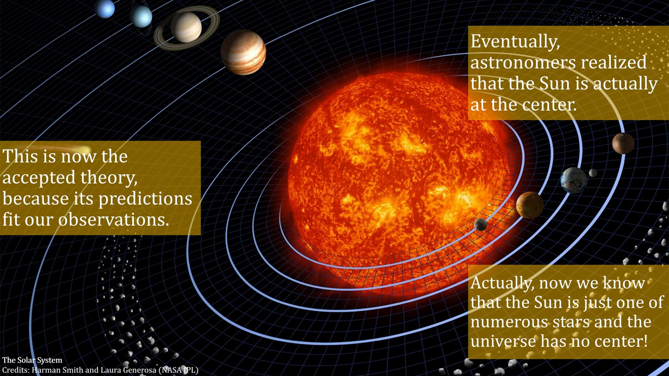Now, is this the final theory? In this case, I would say probably yes, because with the theory that the Sun is at the center of the solar system, we can predict the positions of all the planets in the solar system with extremely accurate precision. So it's very unlikely that this theory is ever going to be replaced with something else. But there is one thing that we discovered later, after we had this theory that assumes the Sun is at the center of the solar system. We discovered that the Sun is actually just one of numerous stars, and the universe has no center. So the theory that the Sun is at the center of the universe proved to be incorrect, but the theory that the Sun is at the center of the solar system is correct.